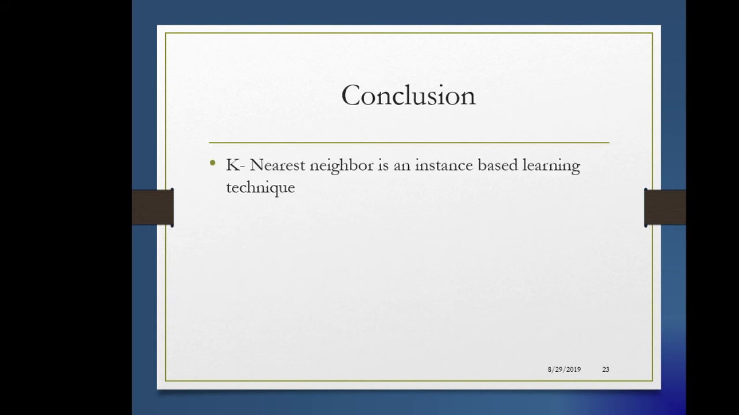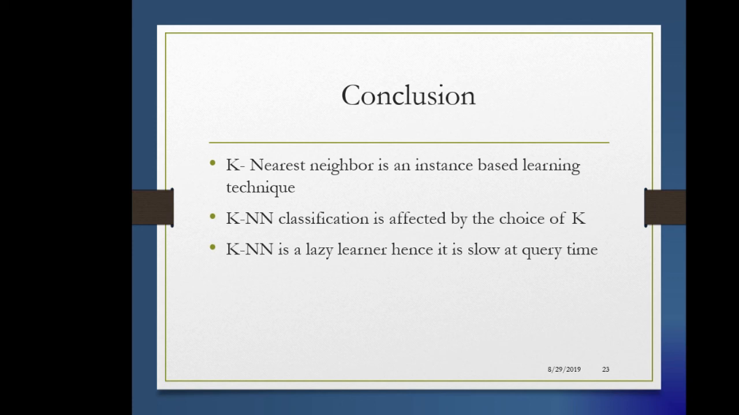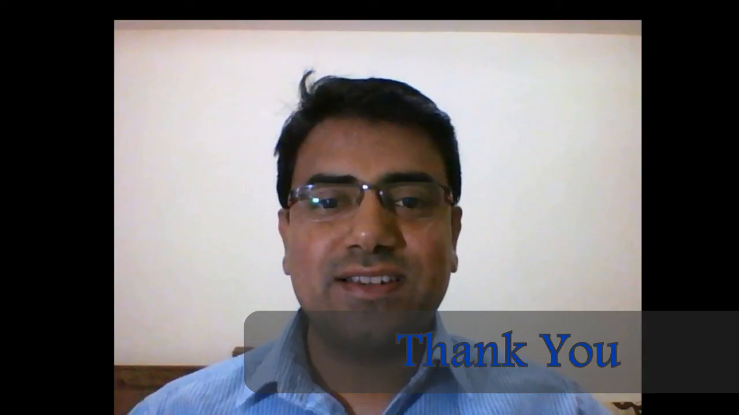In conclusion, K-nearest neighbor is an instance-based learning, and it delays the process of carrying out the classification until a sample appears. K-nearest neighbor is also affected by the value of K, therefore it makes sense to work on the value of K before the K-nearest neighbor classification technique is applied to any given data set. They are also lazy learners, hence they are slow at query time. K-nearest neighbor can learn any complex function.